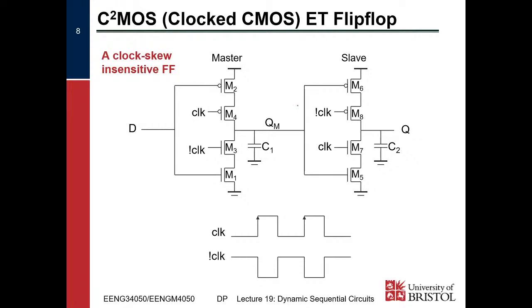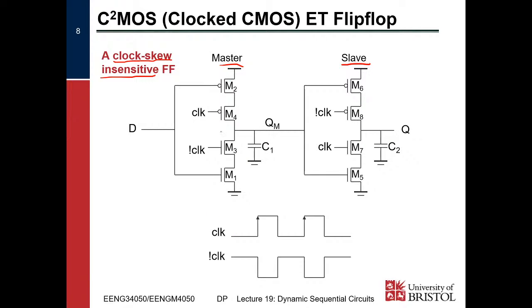So this is a scheme called clocked CMOS, C2 MOS. Again, it's a flip-flop. We've got a master latch and a slave latch put together to make a flip-flop overall. But this is slightly different, right? This one we will see is clock skew insensitive. It doesn't matter if there's a difference between clock and not clock, right?